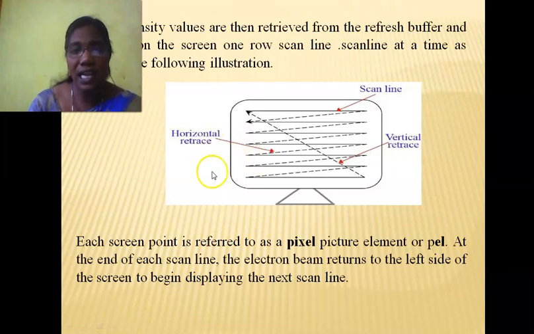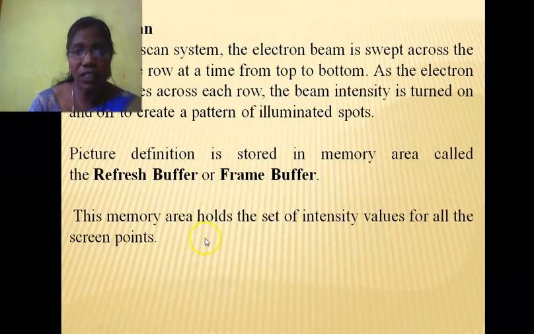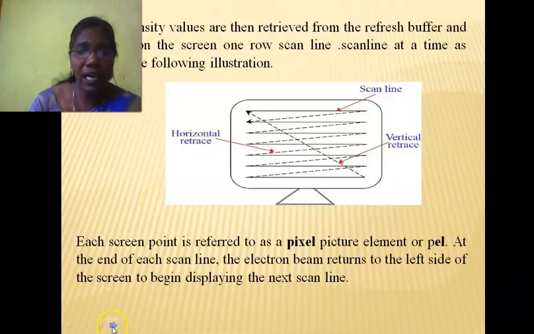This is the raster scan, one row at a time, which is called the scan line. There are the vertical retrace and the horizontal retrace. Each screen point is referred to as a pixel or pel. At the end of each scan line, the electron beam returns to the left side of the screen to begin displaying the next line.